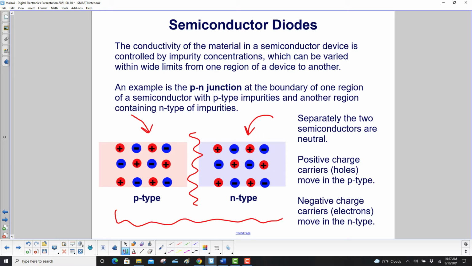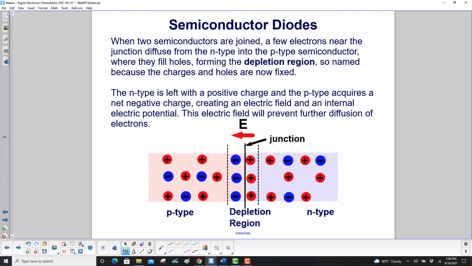Positive charge carriers, or holes, move in the p-type over here, so the positive guys are going to move. And remember, that's not a real charge, that's a hole. Negative charge carriers, electrons, which are real physical items, are moving in the n-type. When two semiconductors are joined, a few electrons near the junction... Now what's the junction? The junction is where the two semiconductors butt up against each other. So here's the p-type on the left, and here's the n-type semiconductor. This point right here, that's the junction, and that's indicated by that black line there. So what are they doing?